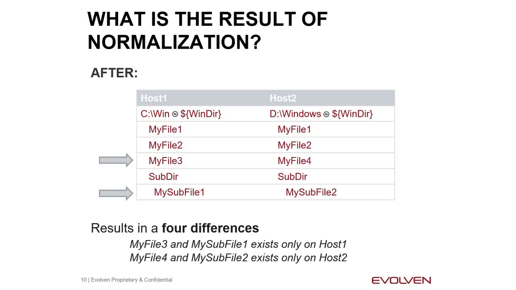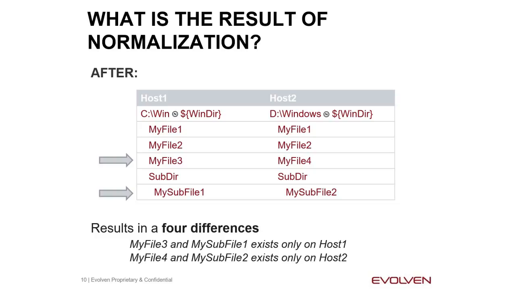You would see that my file 3 exists on one host and my file 4 exists on the other, and same thing with my subfile 1 versus my subfile 2. Now, I should say you will see at least 4 differences, because my file 1 and my file 2 are now aligned, there may be details that are being collected of those files that now also will show differences. So the point here is that the count will be different.